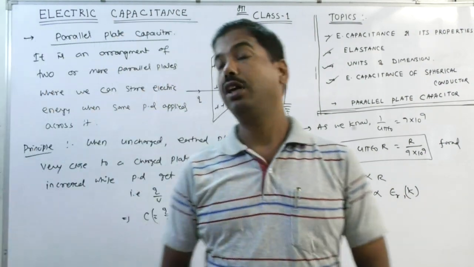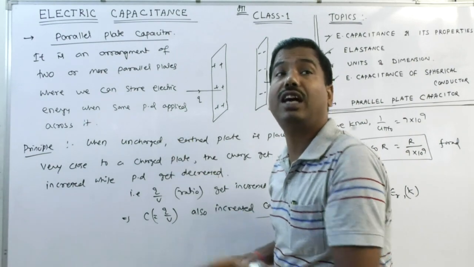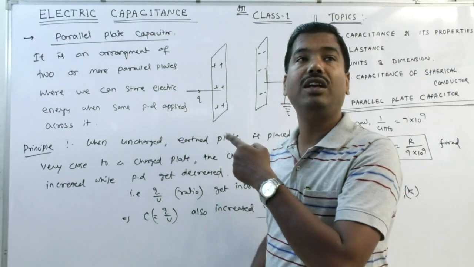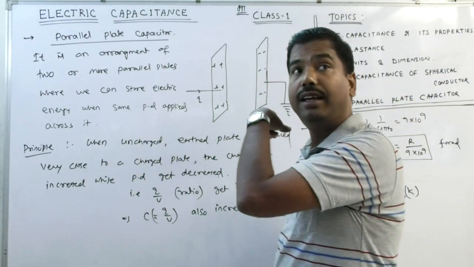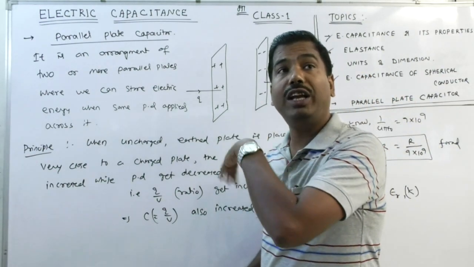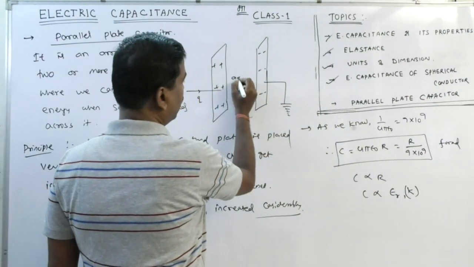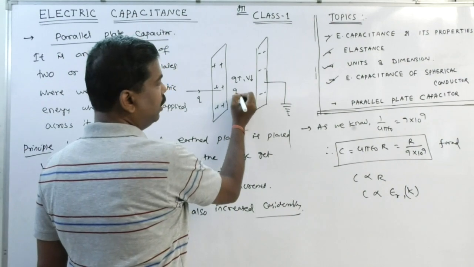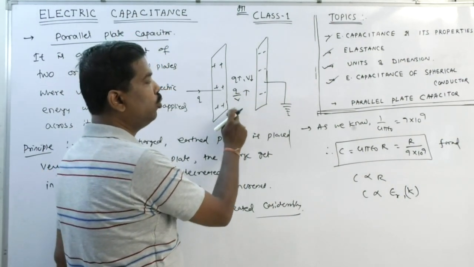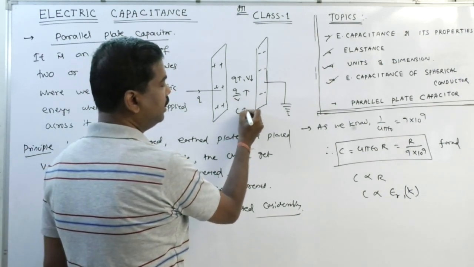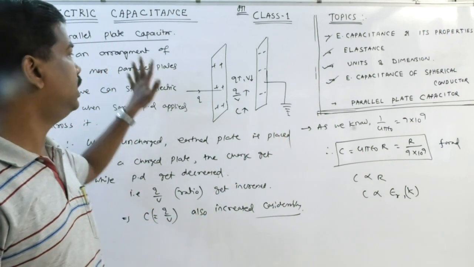Listen to me, again I am explaining. This is a charged plate. It is supplied with a charge continuously. It means charge goes on increasing. But this plate is earthed. Hence, as the plate is earthed, its potential gradually decreases. So, as Q increases, V decreases. Because the denominator is decreasing and the numerator is increasing, the Q by V ratio is increasing, that is, capacitance is increasing. Clear? So this is the concept.